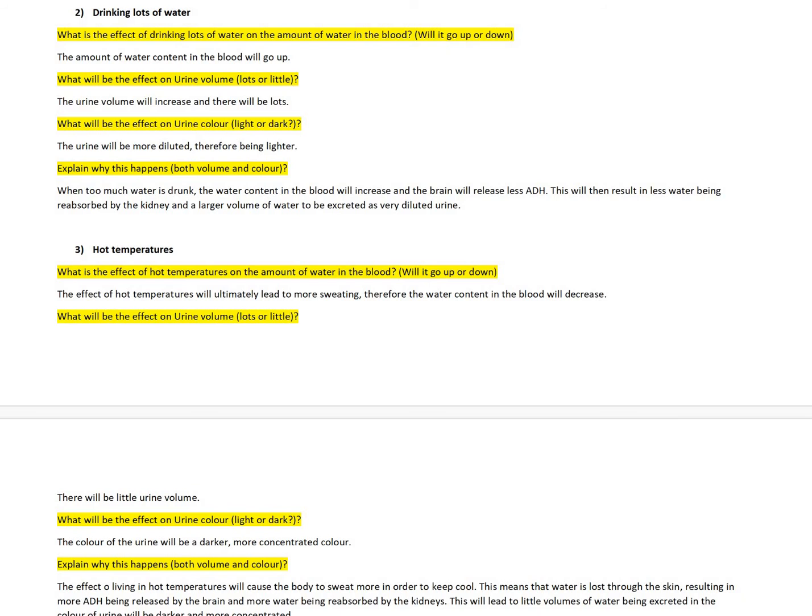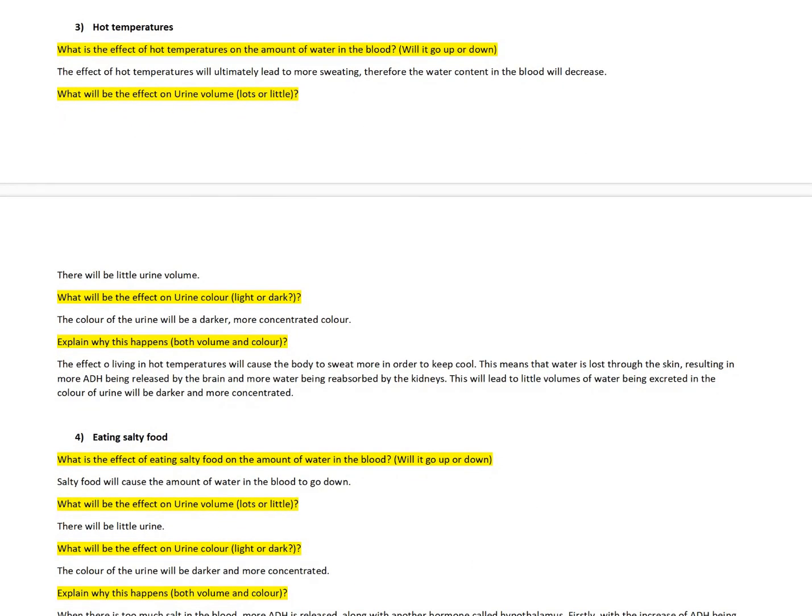But let's say you drink lots of water. What's the effect of drinking lots of water on the amount of water in the blood? Well, it's going to go up. Okay, what's going to be the effect on urine volume? Well, it's going to go up because you've got more water in the blood than you need. What's going to be the effect on urine color? Well, it's going to get lighter. Why? Well, you are going to be producing less ADH, therefore there'll be less reabsorption of water in the collecting ducts, and that will result in a larger volume of water being excreted and a comparatively lower concentration of things like urea. Okay, done.